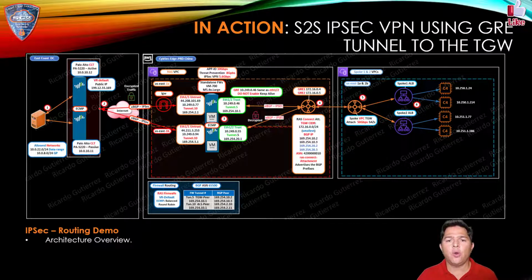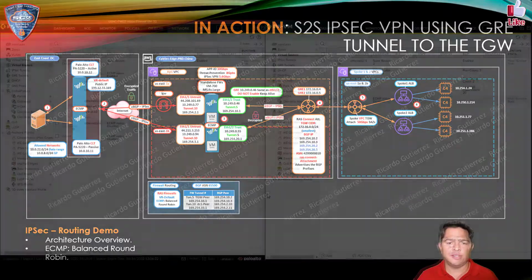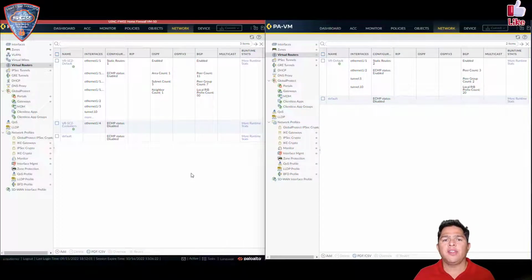Okay, now we're going to go over the ECMP routing setup, and I will go over the IPSec connectivity and some of the BGP settings on the firewall and in AWS. Okay, now let's go over the routing settings and the IPSec tunnels. The firewall on your left is the on-premises firewall, and the firewall on the right is one of the virtual firewalls in AWS.